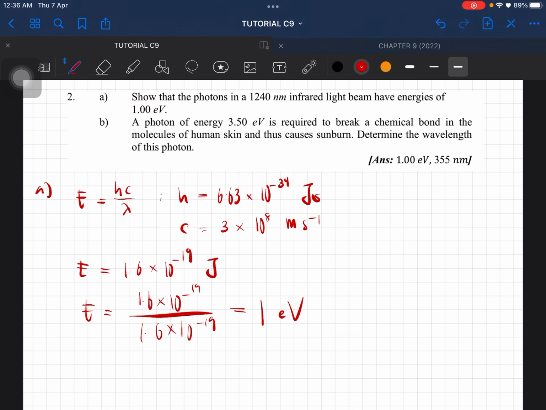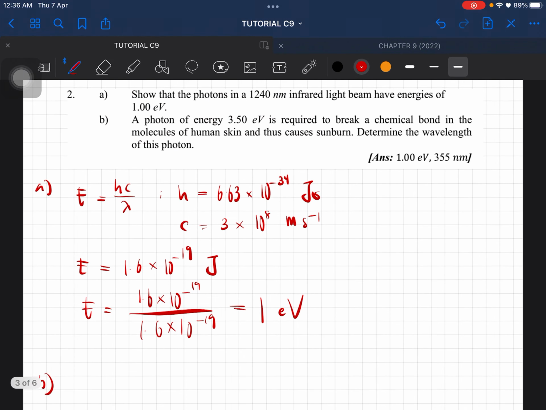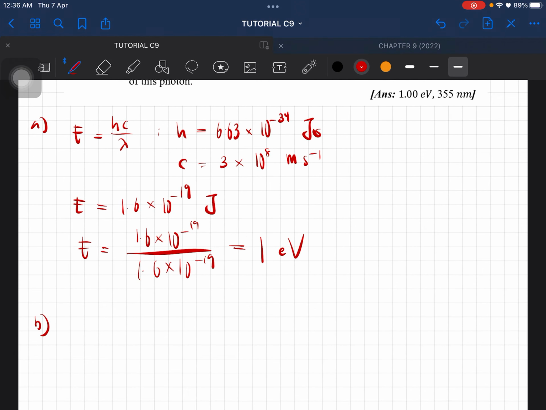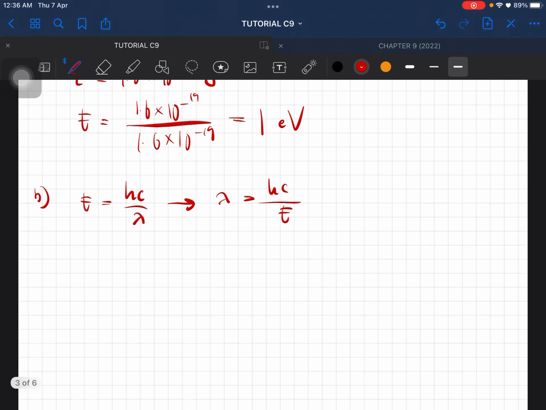All right, next is question B. So the first thing that we need to do is calculate the energy, because energy is equal to hc over lambda, and rearranging for the wavelength would give us hc over the energy. So we need the energy value.